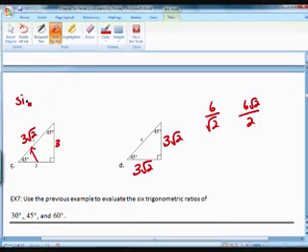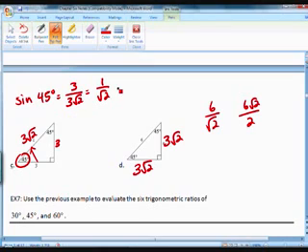The sine of 45 is opposite over hypotenuse. Here's 3 over 3 root 2. Is that what you said? And you're left with 1 over root 2 because the 3's cancel. Rationalize, what is that? Root 2 over 2. Questions?